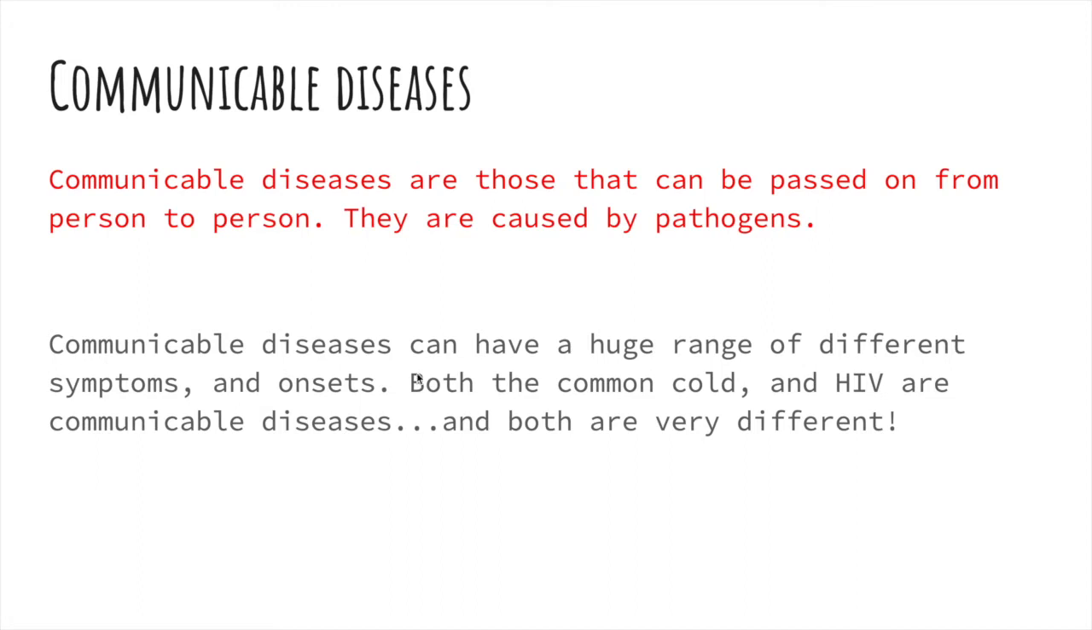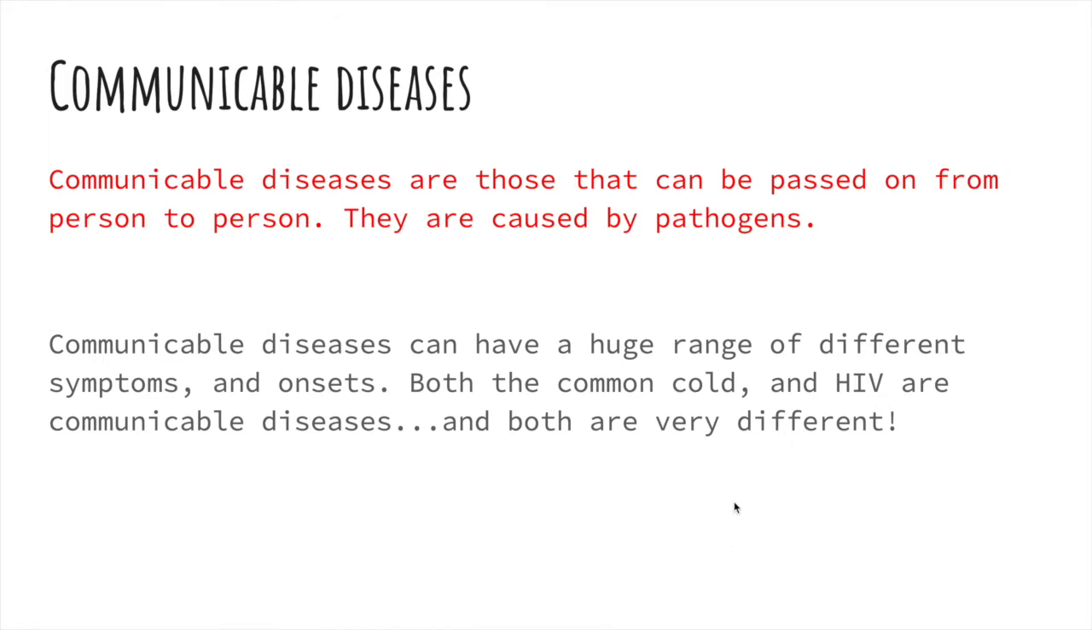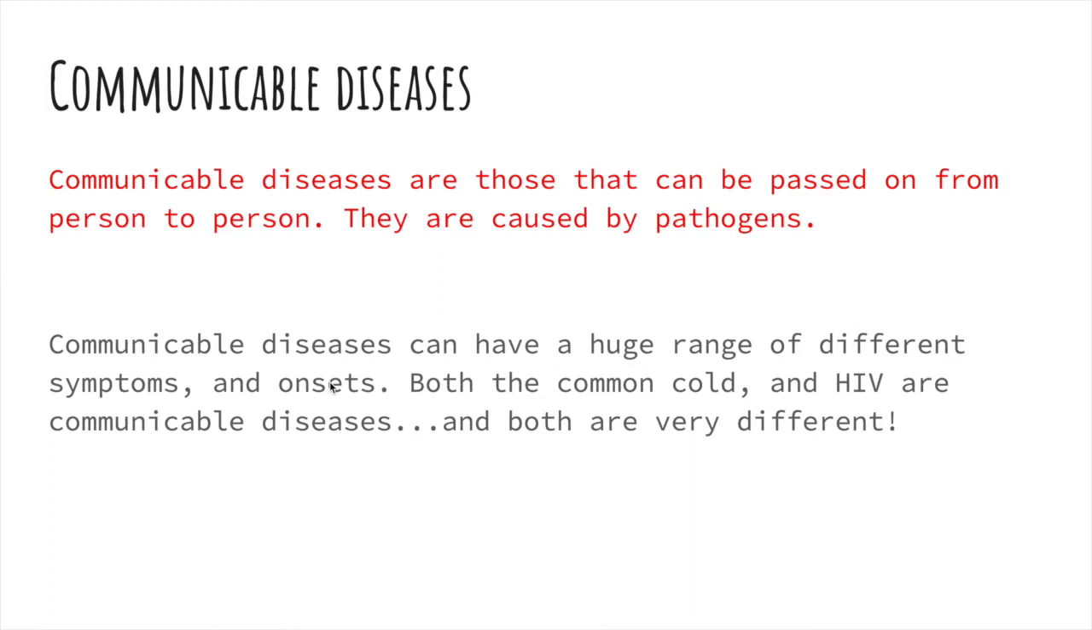Communicable diseases is a huge range, as we've just seen. Common cold, coronavirus, HIV, flu, they have a huge range of different symptoms and onsets. Onset is how quickly that disease goes, or that pathogen goes, from getting inside your body to actually starting to affect you, to ultimately you getting better or you not getting better.